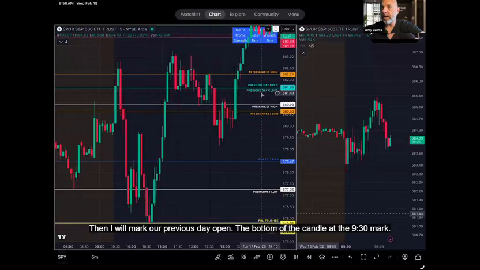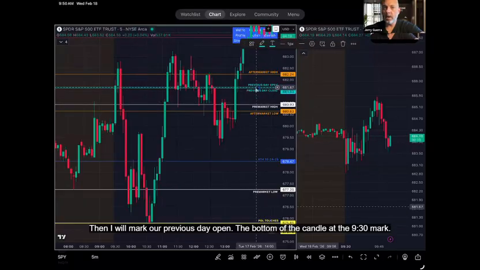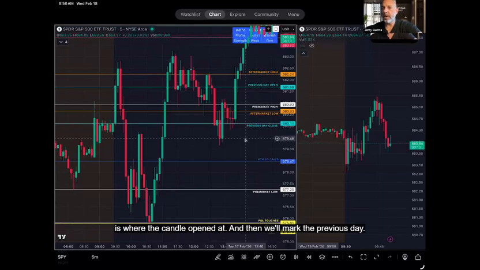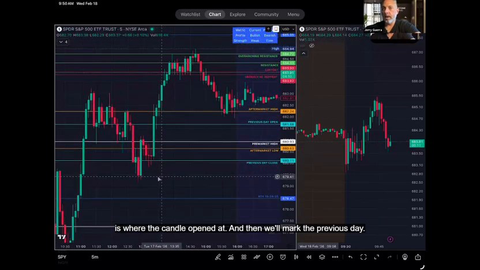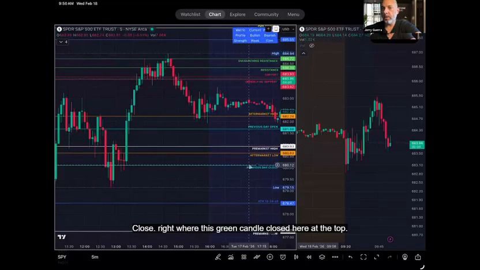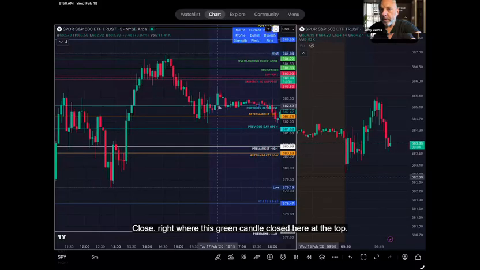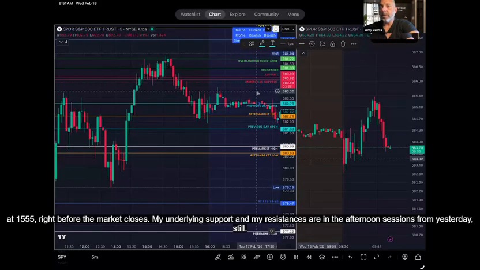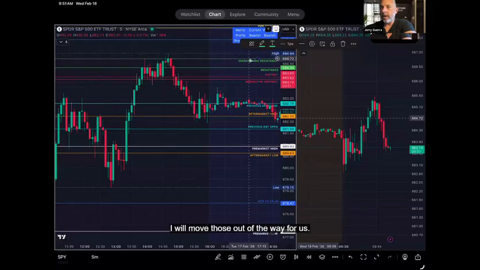Then I will mark our previous day open. The bottom of the candle at the 9:30 mark is where the candle opened at. And then we'll mark the previous day close, right where this green candle closed here at the top at 15:55, right before the market closes. My underlying support and my resistances are in the afternoon sessions from yesterday still. I will move those out of the way for us.